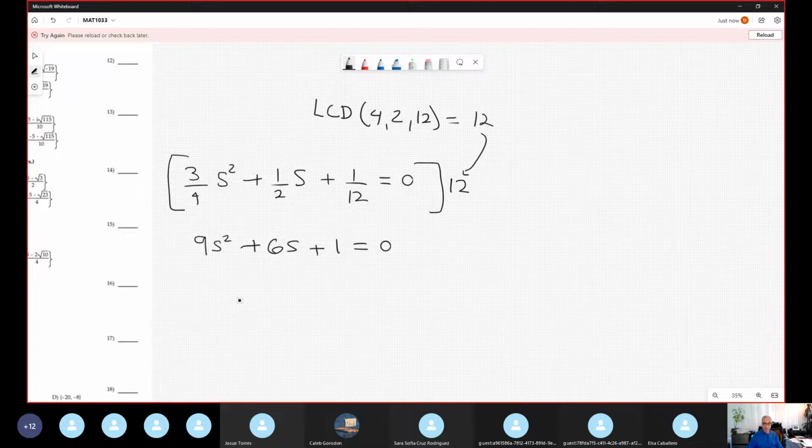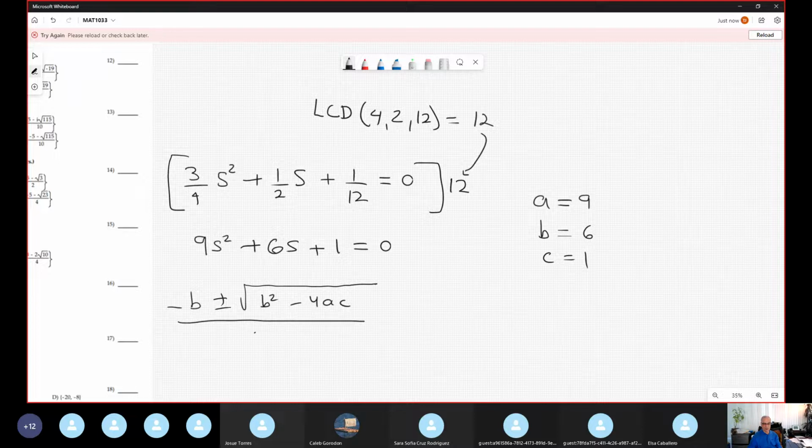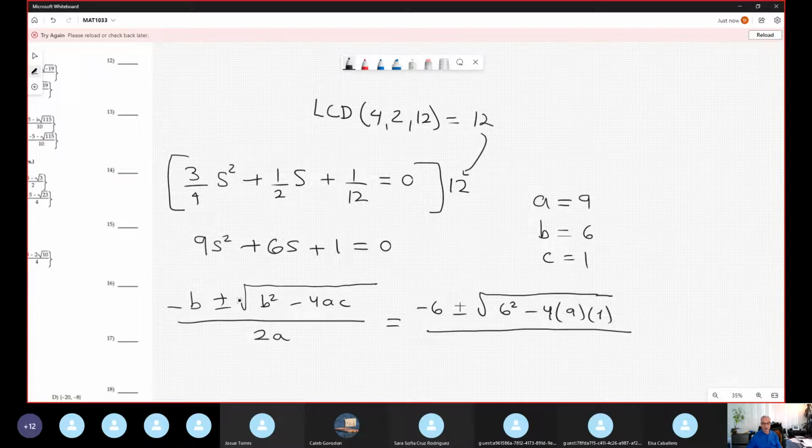Without any fractions. Do you see the identification? a is 9. b is 6, positive. And c is 1, positive. Plugging it into the formula. Now, surprise. Something interesting happened in this problem. It cannot always happen, but sometimes it happens. Okay. s equals negative 6 plus or minus the square root of 6 squared minus 4 multiplied by 9, which is a, multiplied by 1, which is c. Everything inside the radical divided by 2 times 9.